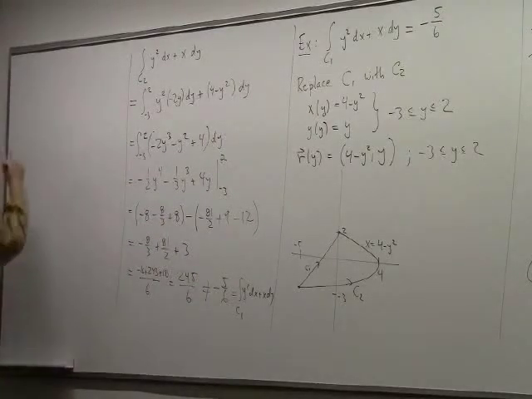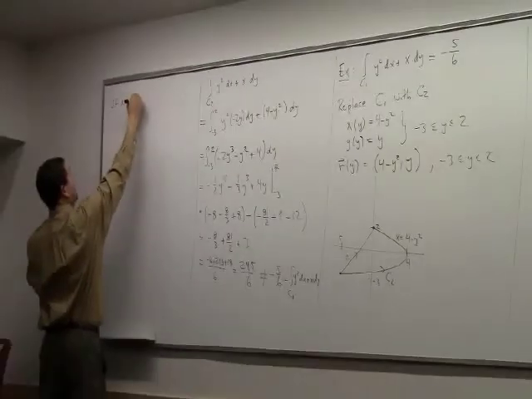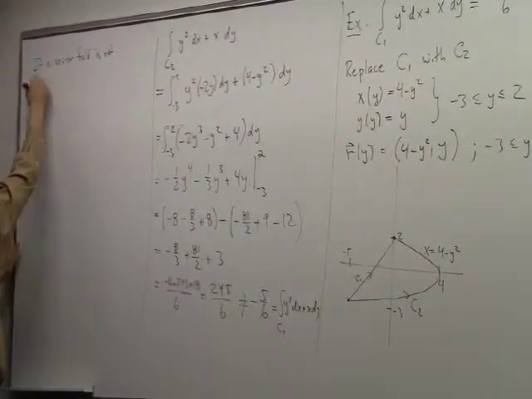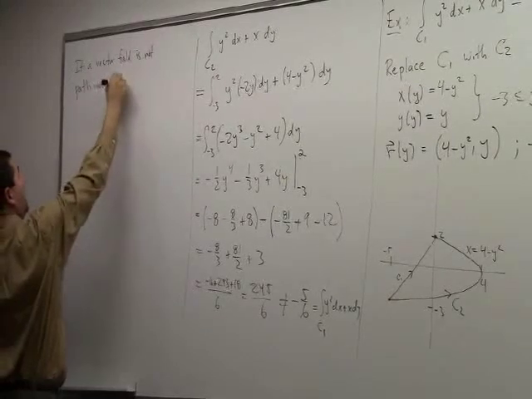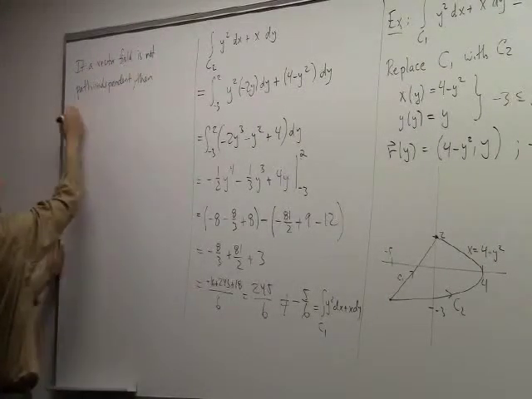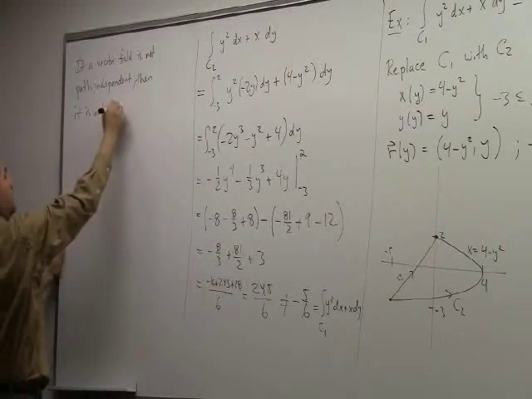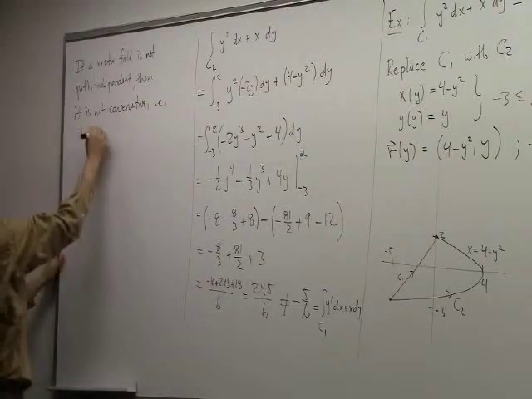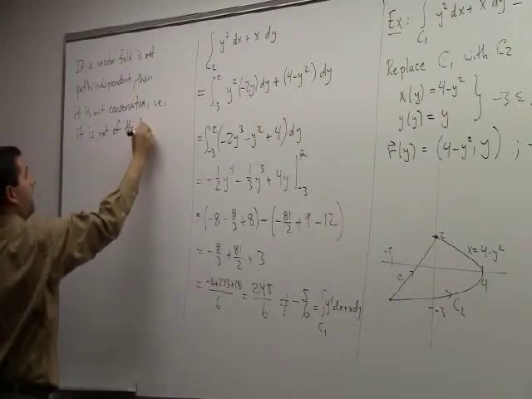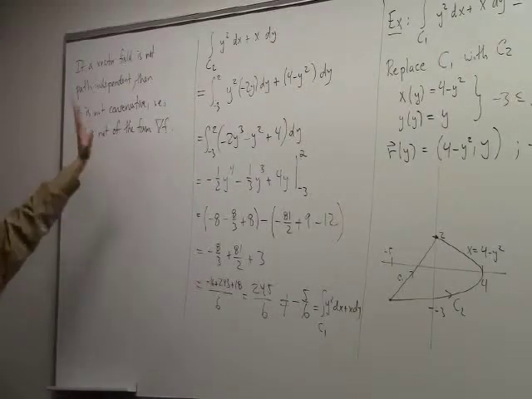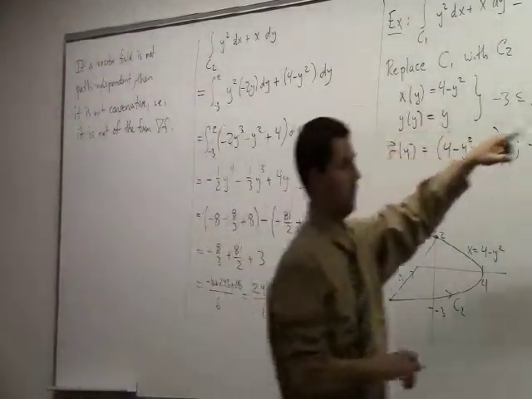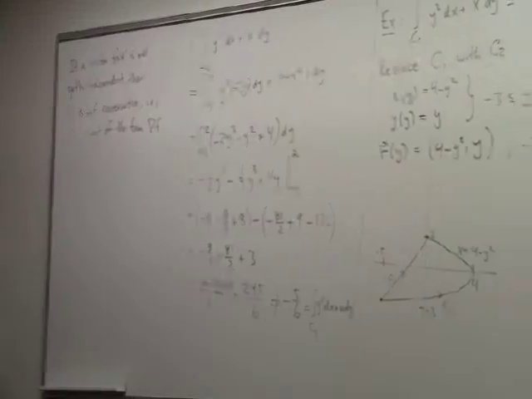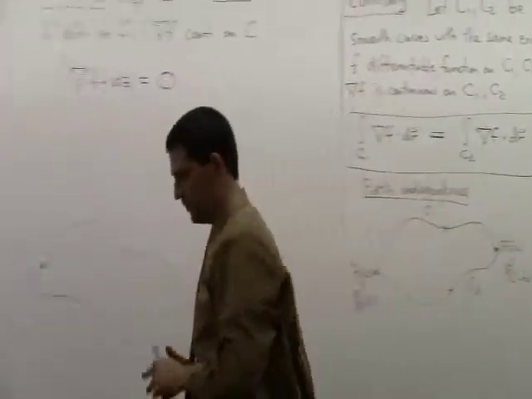So, if a vector field is not path independent, then it is not conservative. I.e., it is not of the form. Okay. This isn't actually a new statement by any means. It's simply the contrapositive of this corollary. If you don't have path independence, then it's not a conservative vector field.